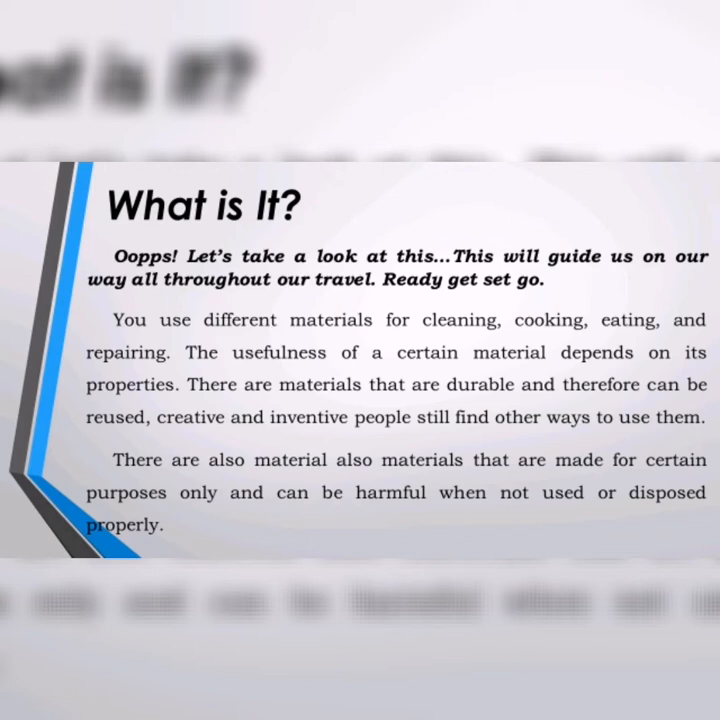Ready, get set, go! You use different materials for cleaning, cooking, eating, and repairing. The usefulness of a certain material depends on its properties. There are materials that are durable and therefore can be reused. Creative and inventive people still find other ways to use them. There are also materials that are made for certain purposes only and can be harmful when not used or disposed properly.